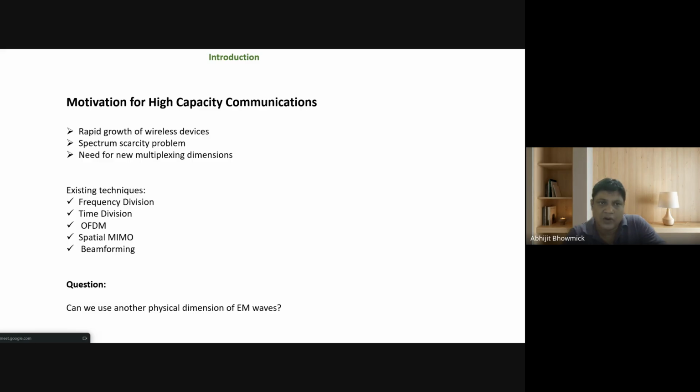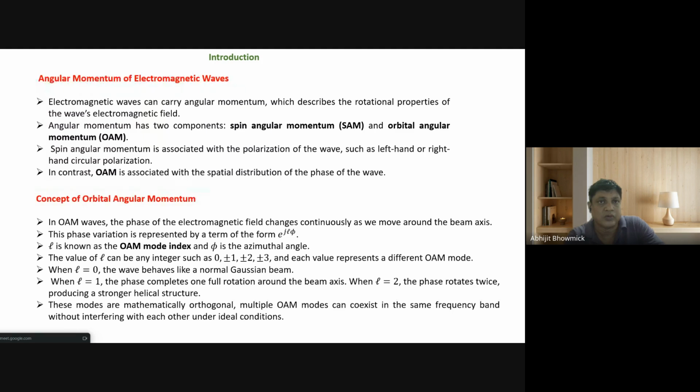If we look at the techniques already available, there is frequency division and time division, which you are all aware of. In 4G, there is OFDM, then MIMO and beamforming. These were evolved for high data rate, high capacity transmission. These are transmitter as well as receiver techniques that were already discussed in the last class, where I told you how to control the channel using them. Today, the question is, can we use another physical dimension of the EM wave? Yes, that is possible. That is through OAM.